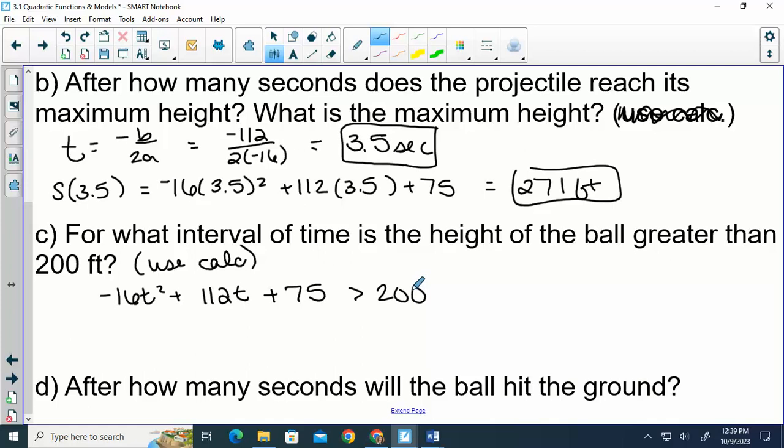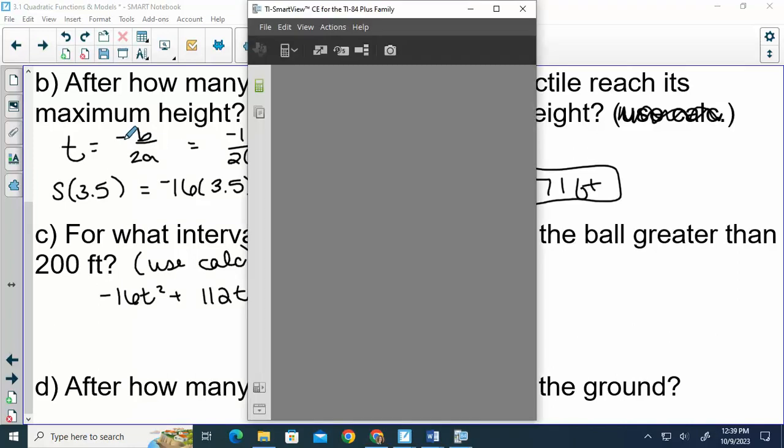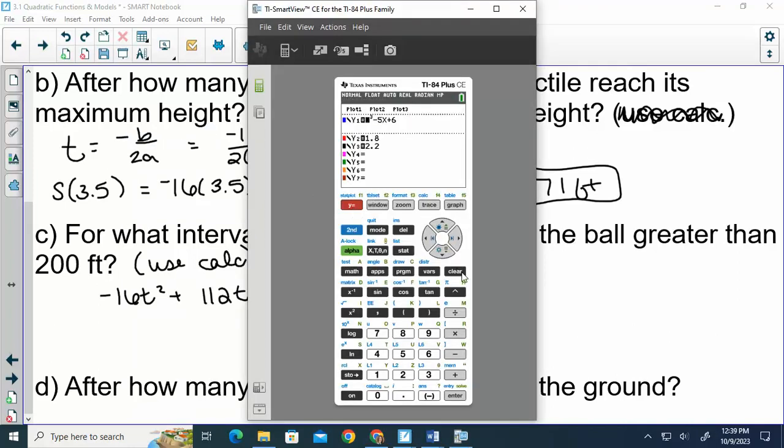So we could solve this by hand because we had quadratic inequalities on our last test, right? We know we'd have to bring over the 200 and then factor or figure out when it equals 0 and do our sign line. We can also use a graphing calculator for this. So on your calculator, you need to go to your y equals. Okay, I'm going to clear out anything that's there.